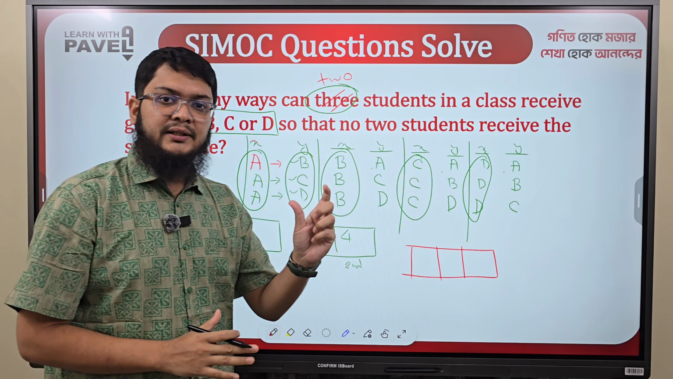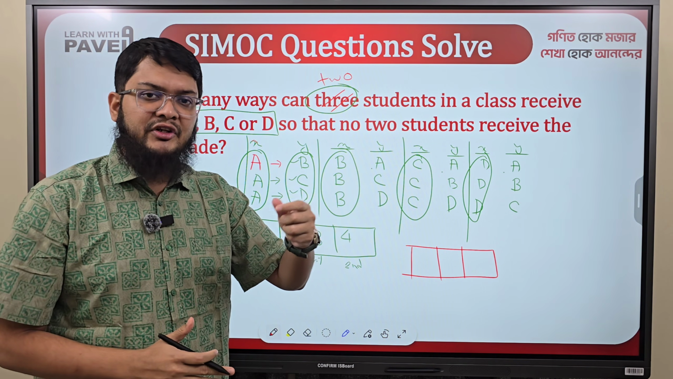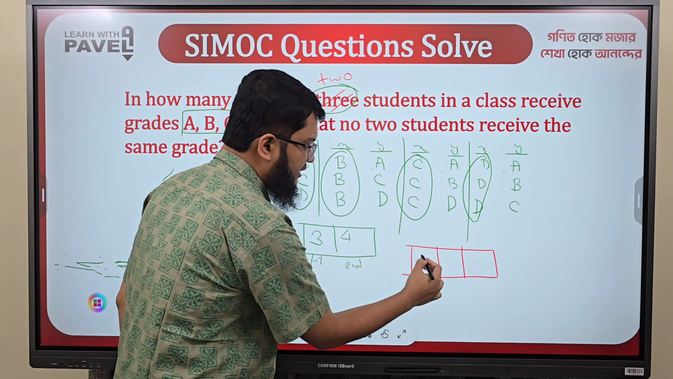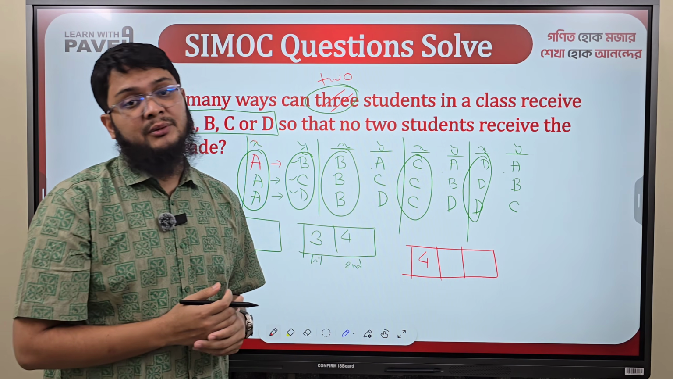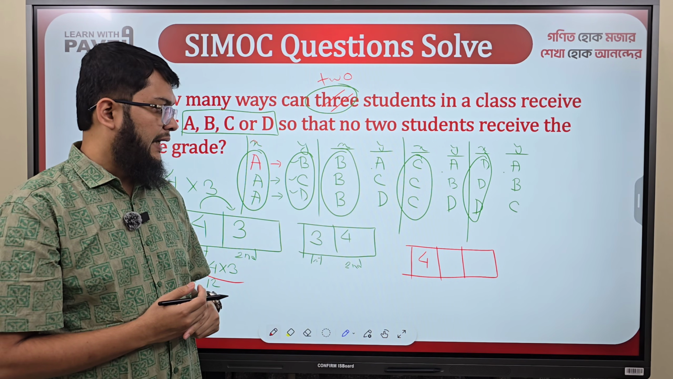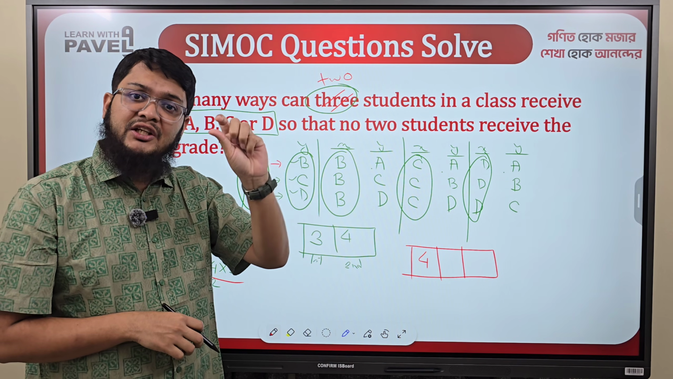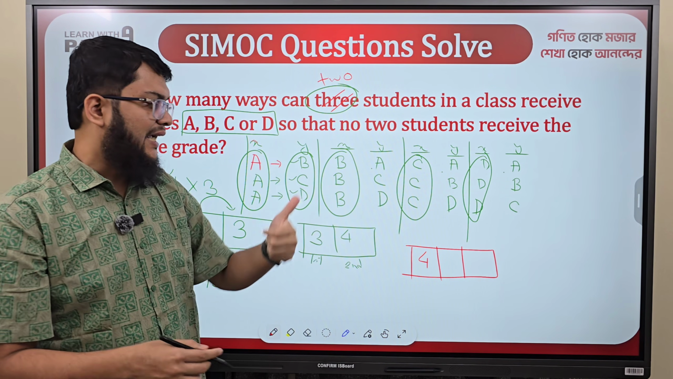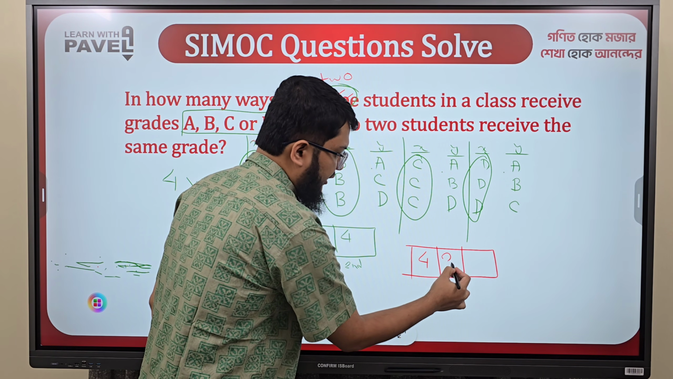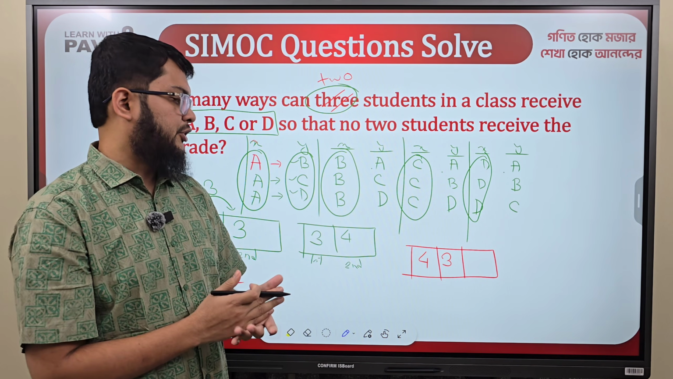Now for the first student, it is independent. He can receive any of the grades. So how many possibilities are there? There are 4 possibilities for the first student. Now, whatever grade the first student already received, this grade cannot be received by the second student. So for the second student, there are 3 possibilities or 3 options.